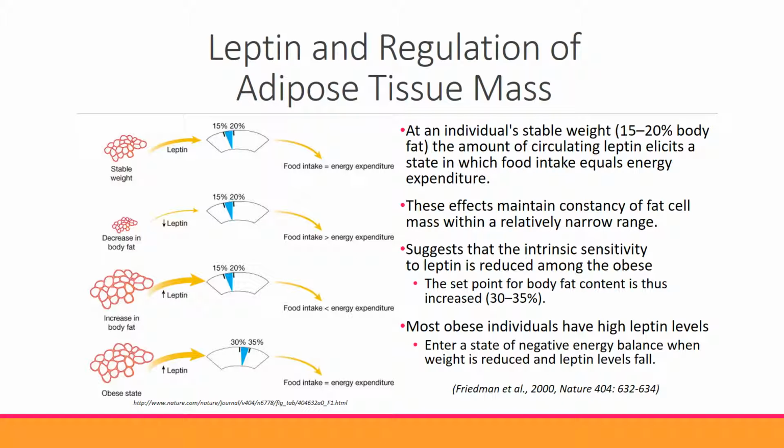However, the intrinsic sensitivity to leptin is reduced among the obese, where the body fat content for their weight is 30 to 35%. So the obese individuals will have higher leptin levels, and they enter a state of negative energy balance when the weight is reduced and leptin levels decrease.